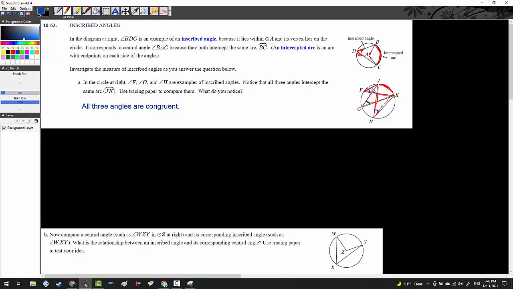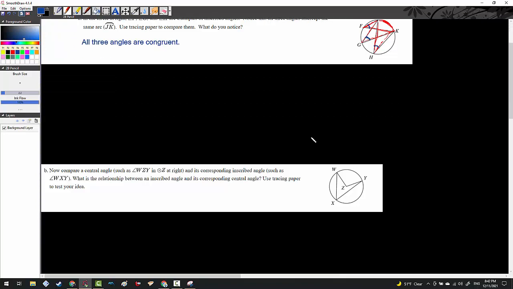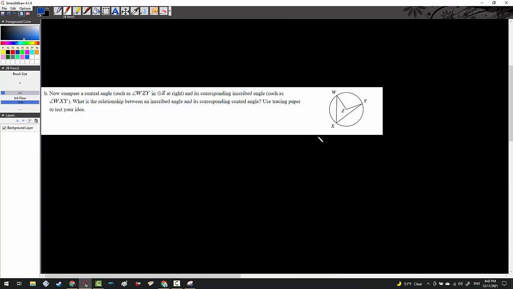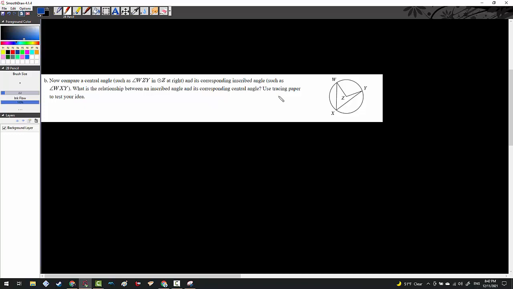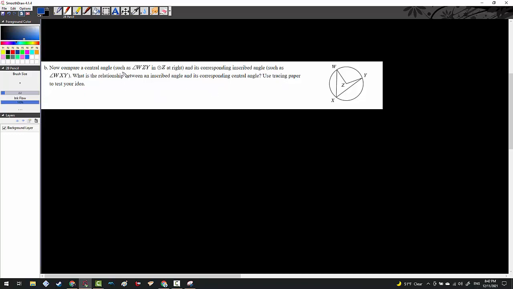So now let's find out how the inscribed angle and central angle are related. Again, you're supposed to use tracing paper for this one, as it says in the instructions. It says compare a central angle with its corresponding inscribed angle. What's the relationship that you notice? What you're supposed to notice, and I'm just going to have to give this to you because I can't use tracing paper on this program, is that the inscribed angle is 1/2 the measure of the central angle.